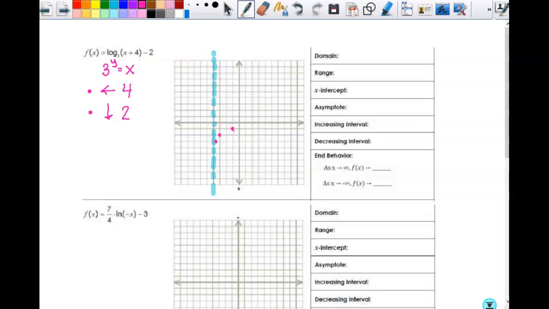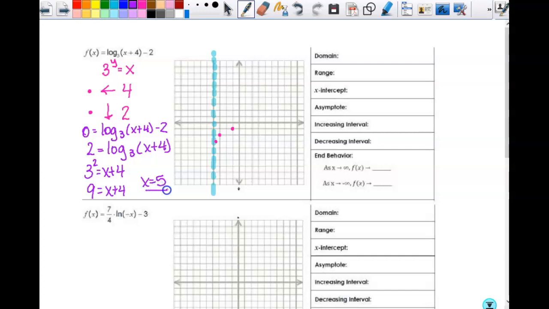So those are my minimum 3 points plus the x-intercept, which I don't have. The x-intercept is when y is 0. So I'll have 0 equals log base 3 of x plus 4 minus 2. 2 equals log base 3 of x plus 4. So 3 to the second power equals x plus 4. So 9 equals x plus 4, and x equals 5. So my x-intercept is 5, 0. Let's go to 1, 2, 3, 4, 5, 0.